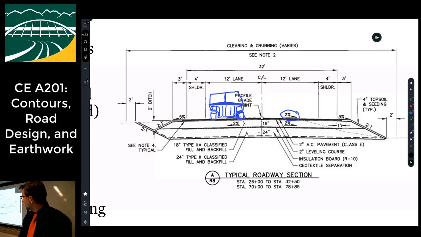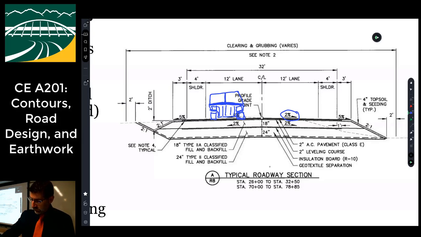So you got 24 inches of type 2 fill. Then you've got 18 inches of type 2A fill. And then you've got 2 inches of leveling course, which is a pavement, and then 2 inches of, I don't actually know what AC pavement stands for. So there's 4 inches of pavement, right? And so that's telling the contractor, first of all, what to bid on, right? And then second of all, how to build it. And then down below here, it says stations 2600 to 3250 and 70 to 7885, right?